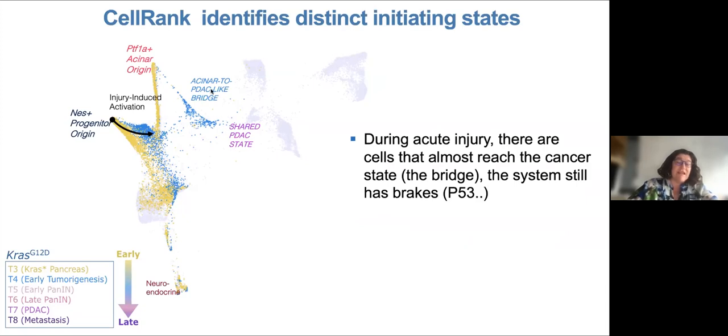There seems to be an acinar to PDAC-like bridge that goes almost all the way to the shared PDAC state. And there's actually a lot of similarity between the cells in this bridge and the shared PDAC cell state, but not quite. There seem to be breaks. These breaks are called P53.